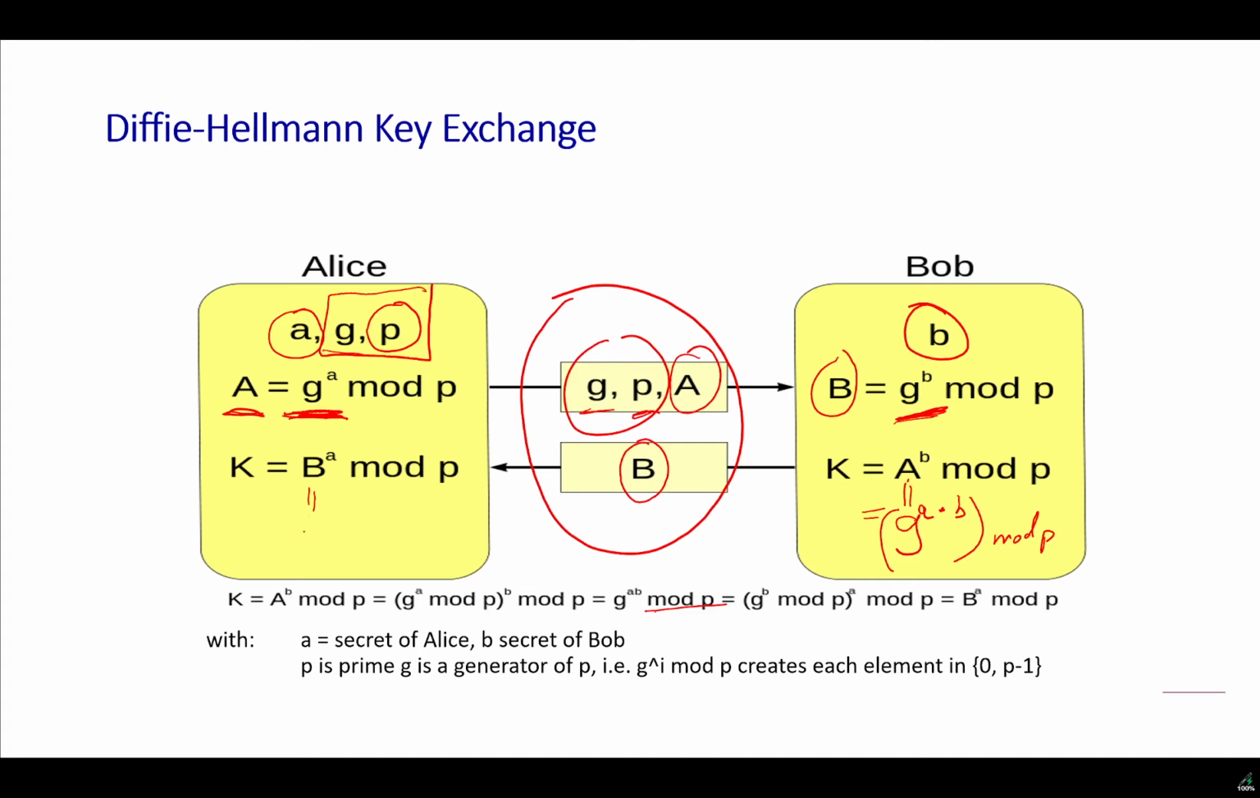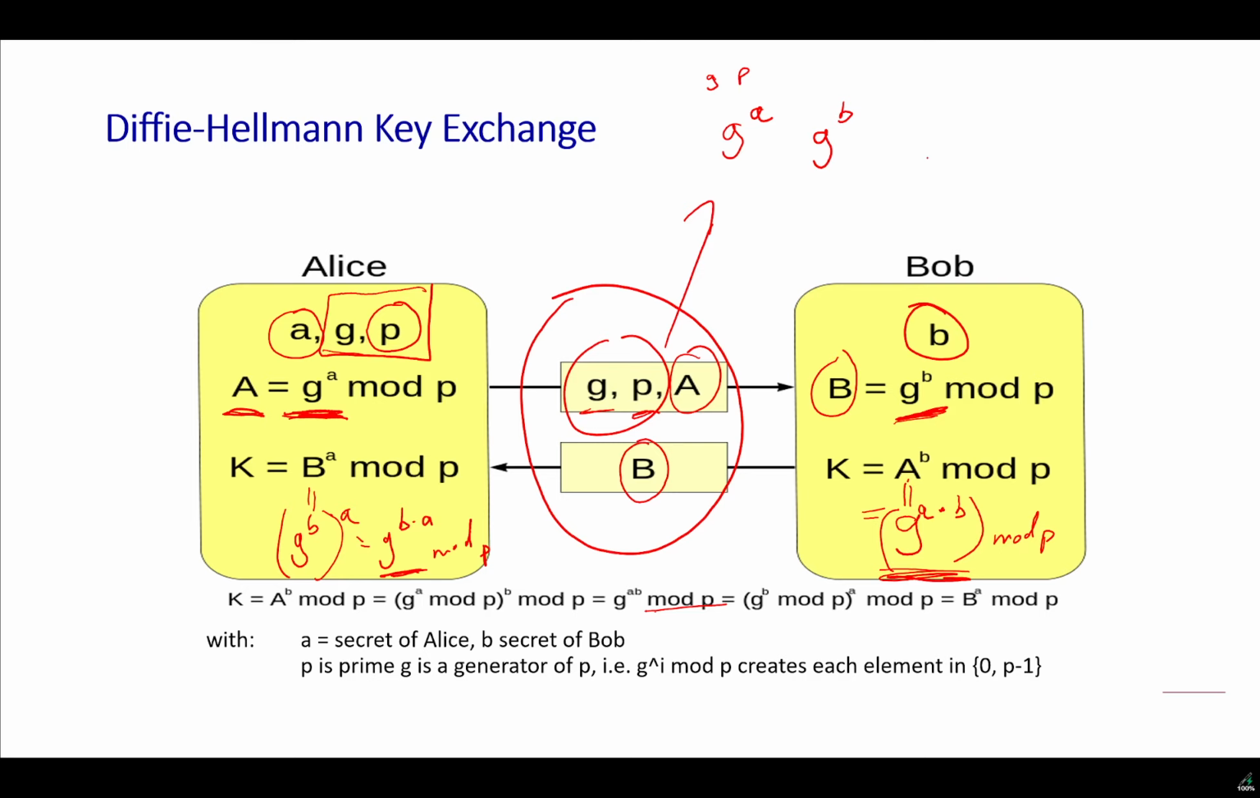And A does the following. This was G to the power of B, and that's G to the power of B times A. And that's the same. So Alice and Bob computed the same key, the same number, at both sides. That's good. So we have a secret on both sides, but from the public data that has been transferred, G and P, and G to the power of A and G to the power of B.